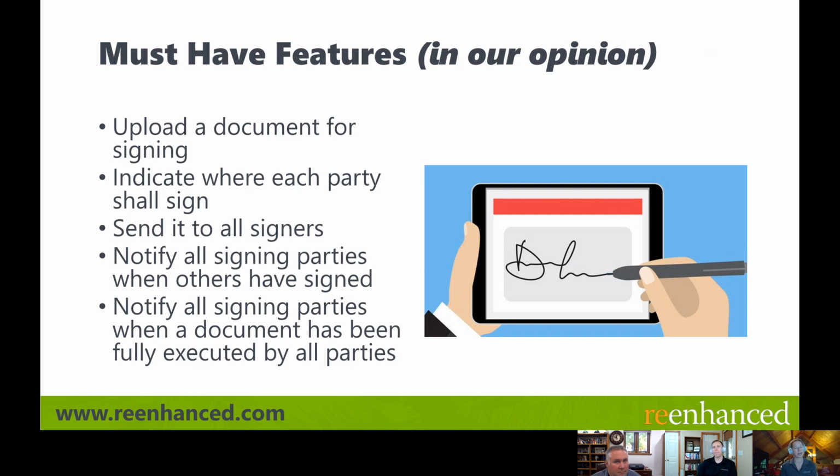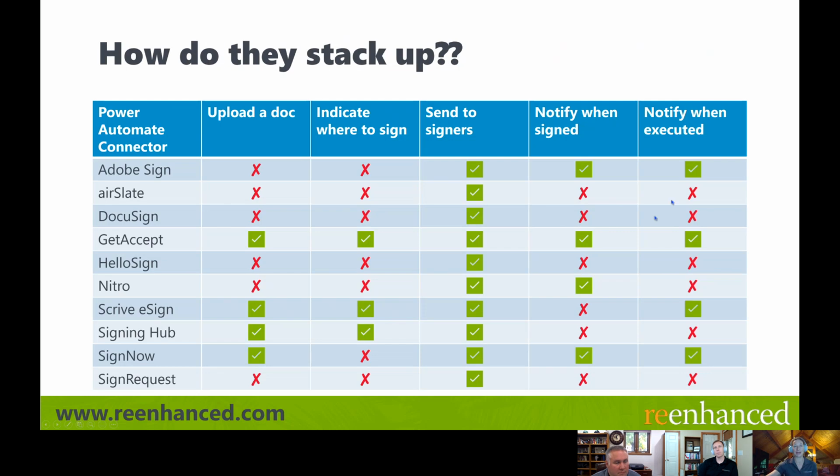So once all parties have signed your document, it would be really nice to automate some tasks to happen after that, even if it's just an email notification and maybe sending a copy of the signed document. Notify all signing parties when others have signed, and notify all signing parties when a document is fully executed. So those were our criteria to evaluate these 10. And with no further ado, here's how they stack up.